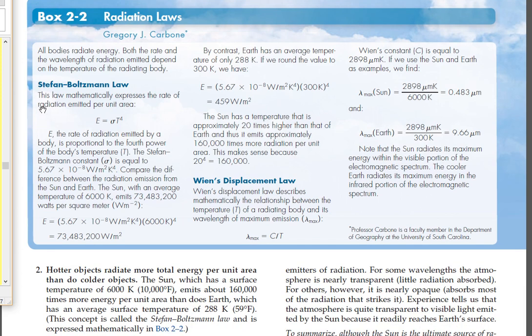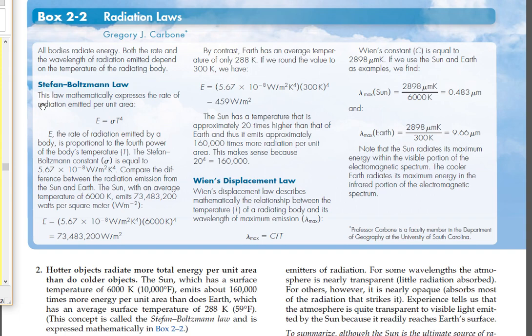This law mathematically expresses the rate of radiation emitted per unit area: E equals sigma times T to the fourth. E, the rate of radiation emitted by a body, is proportional to the fourth power of the body's temperature, T. The Stefan-Boltzmann constant, sigma, is equal to 5.67 times 10 to the minus 8 watt per square meter per Kelvin to the fourth.